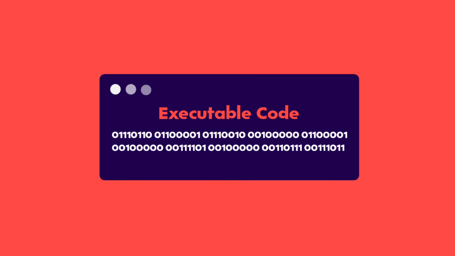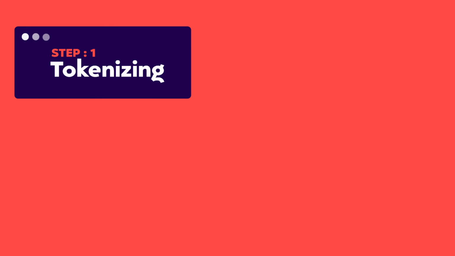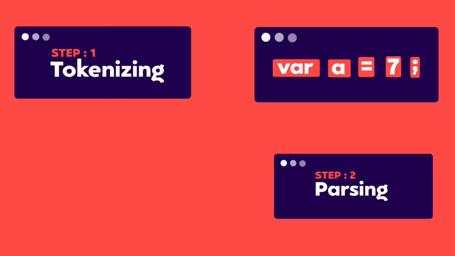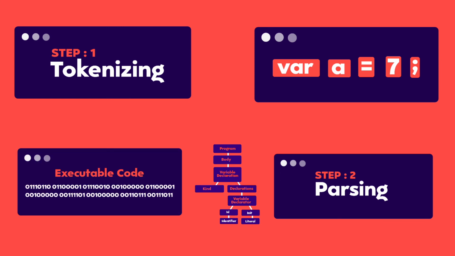So these are the processes JavaScript has to go through. First it has to go through tokenizing, where our code gets converted into small tokens, and after that it has to go through parsing, where it gets converted into an abstract syntax tree, and after that the abstract syntax tree gets converted into executable code, that is, it's converted into binary code, and we get our result.